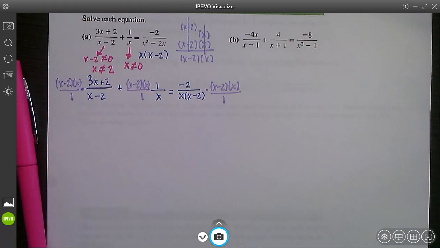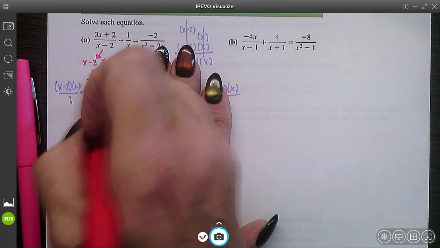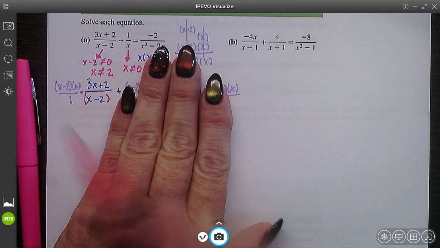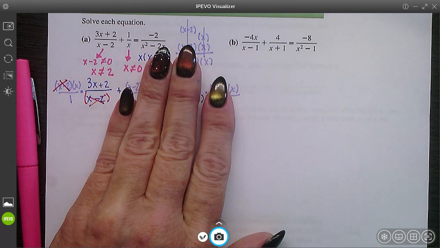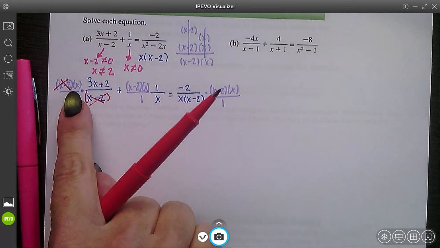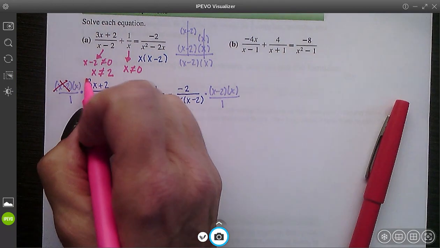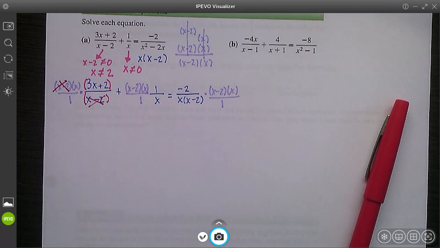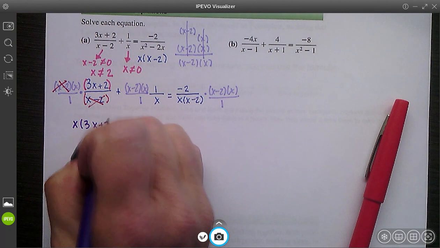All right, now let's go ahead and cancel those common factors. So one from the numerator, one from the denominator. In this first piece, I see I have an x minus 2 in the denominator and x minus 2 in the numerator. So I'm going to be left with the x here times, remember that this is in parentheses, so I'm going to have x times 3x plus 2.